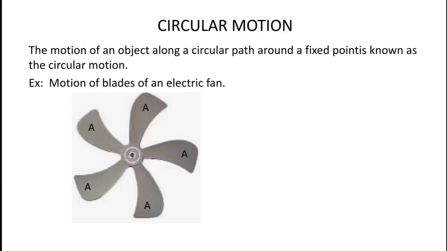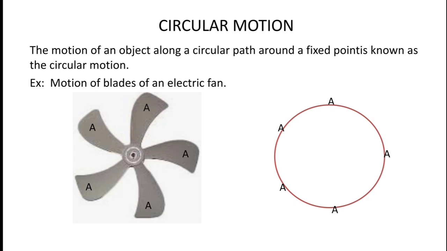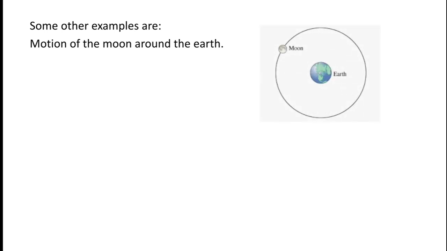Now let us see all the different positions of point A separately and try to trace the path. So we have the following different positions of point A. Now we see that the point A follows a circular path. As the point A moves along with the blade, so we can say that motion of blade is an example of circular motion. Now let us see some more examples. The motion of moon around the earth is also an example of circular motion, because we know that moon moves in a circular orbit around the earth.